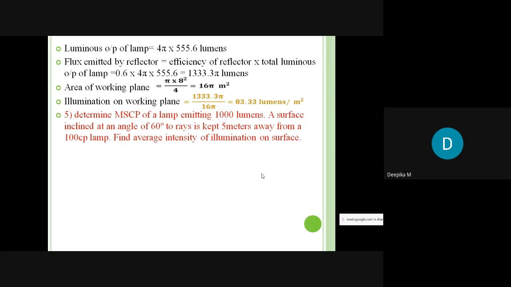Determine the MSCP of a lamp emitting 1000 lumens. A surface inclined at an angle of 60 degrees to the rays is kept 5 meters away from a 100 CP lamp. Find the average intensity of illumination on the surface. So here we need to calculate the MSCP of the lamp, and also we have to calculate the average intensity.